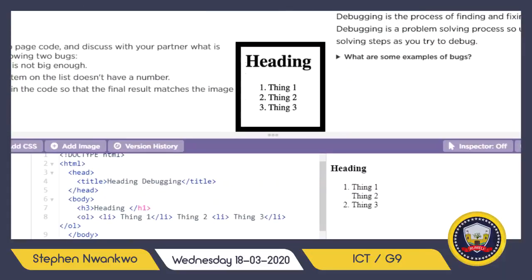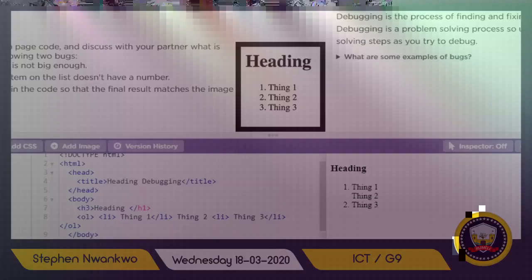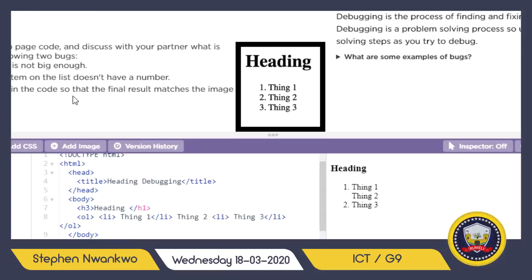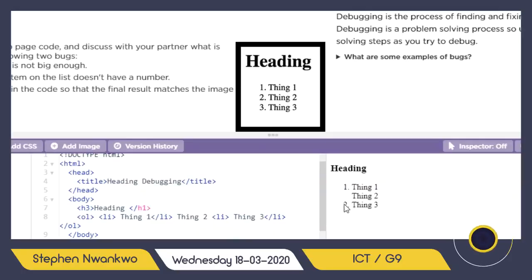The second one, the second item on the list doesn't have a number. Where is the second item on the list? This is the second item on the list, number 2, but over here it doesn't have a number. So what are we meant to do here? It says fix all the bugs in the code so that the final result matches the image on the right. So over here you are going to fix the bug so that you will have this result at the end. Now let's start.